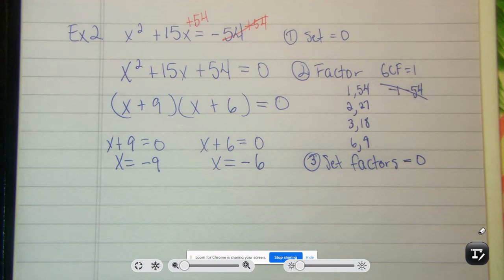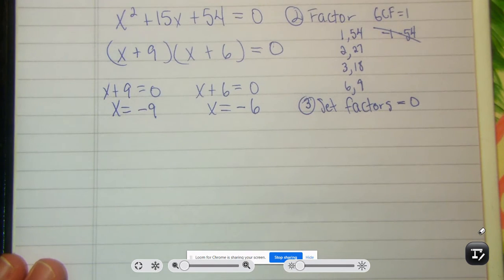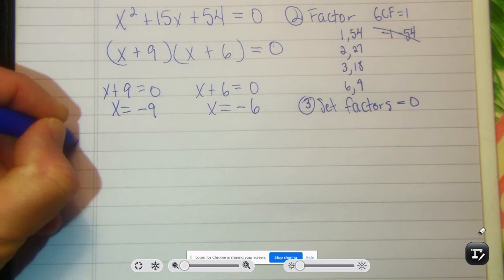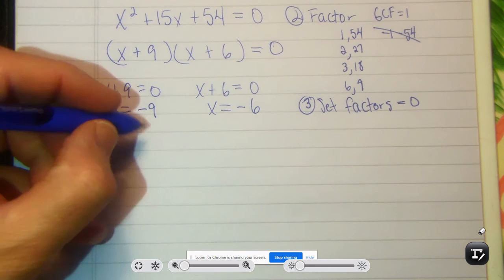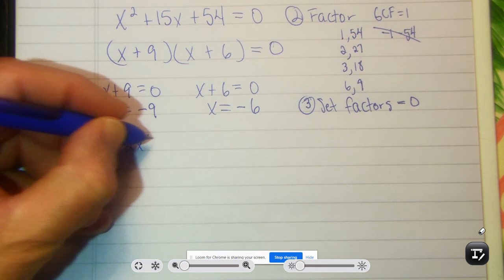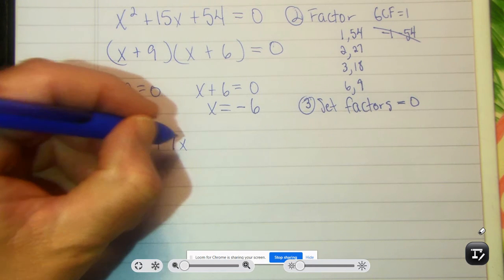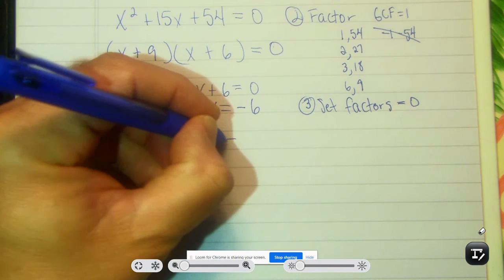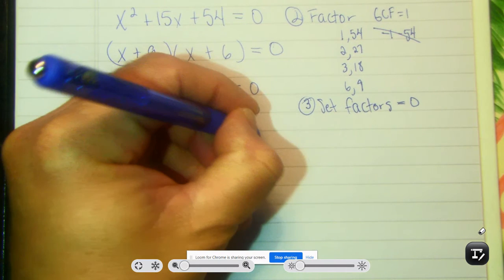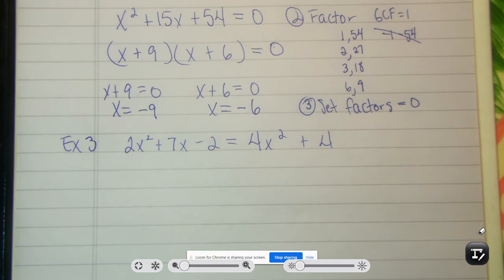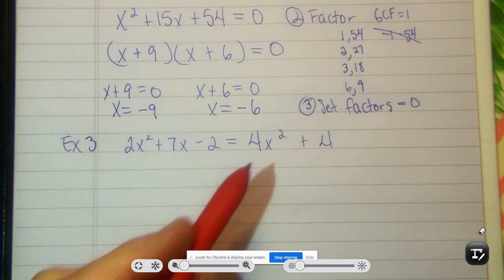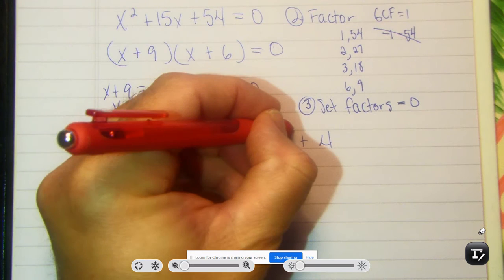Well, let's look at a third example. This time, the factoring is going to use a little different method because I'm actually going to have a coefficient of x squared that's greater than 1. So this one is 2x squared plus 7x minus 2 equals 4x squared plus 4. Now remember, step 1 is to set everything equal to 0. Well, in order to do that, I need to subtract 4x squared from both sides.